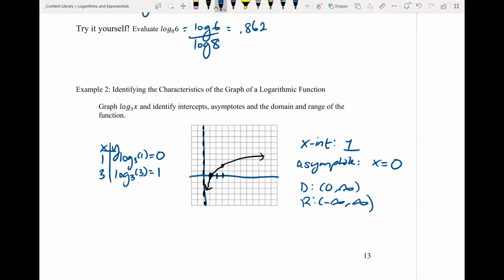positive infinity. So these characteristics here are for all log graphs that have not been transformed. So that means, let's say log base 2 of x, log base 10 of x, log base 100 of x, doesn't matter what the base is, it's going to have all of these characteristics for our logarithmic graph.